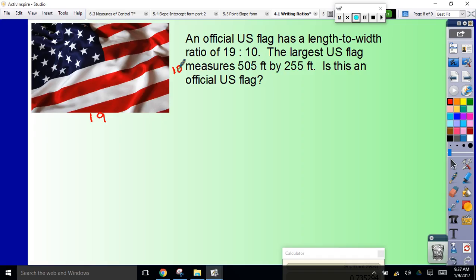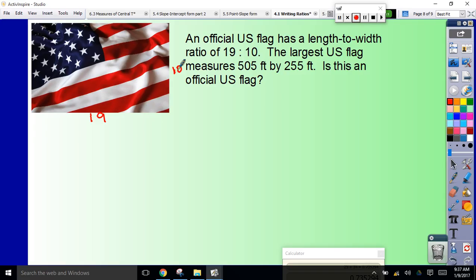Okay, so 19 to 10. Guys, let's get back to this. How would I figure out if this is an official US flag? Shh. Hey, too much talking. What do I need to do? Okay, good. Hillary said divide each of them to see if they're the same.